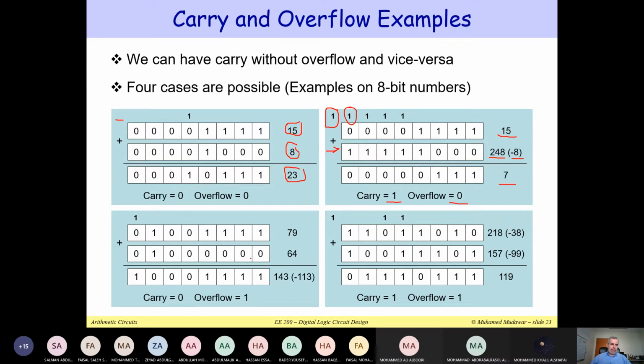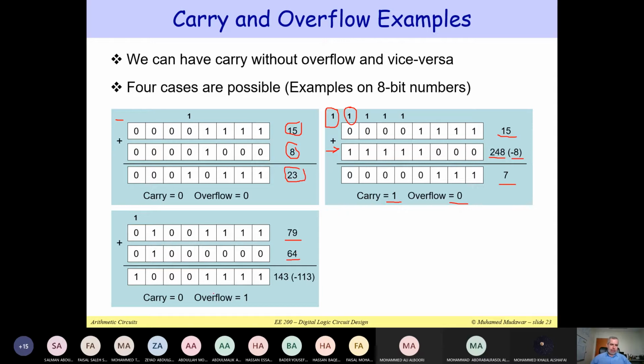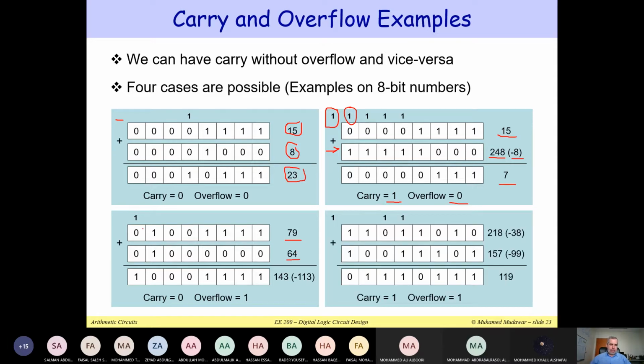Notice that in this third example, I'm adding 79 plus 64. So the first number is 79, the second number is 64. Whether you look at them as signed or unsigned, they are both positive, okay? 79 and 64. Notice that the most significant bit here is 0 and 0. This is 0, indicating that this number is positive. This is also 0. Now, when you add, you get a carry here on the most significant bit, but there is no output carry. So the output carry here is 0.